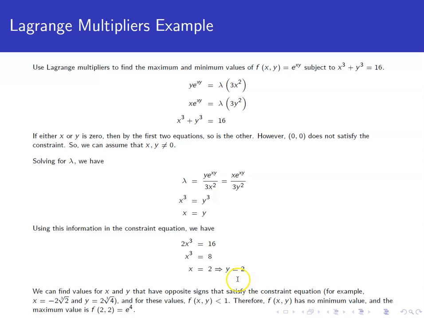That means when I plug in the point (2, 2), I'm getting a maximum value. And if I put in the point (2, 2), I get e to the 4th.